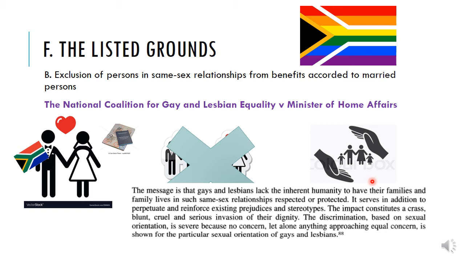So the message given out by the legislation, according to the court, was clear. There's a message that gays and lesbians lack the inherent humanity to have their families and their family lives in a same-sex relationship respected or protected. It serves in addition to perpetuate and reinforce existing prejudice and stereotypes. The impact constitutes a gross, blunt, cruel, and serious invasion of their dignity. The discrimination based on sexual orientation is severe because no concern, let alone anything approaching equal concern, is shown for the particular sexual orientation of gays and lesbians.